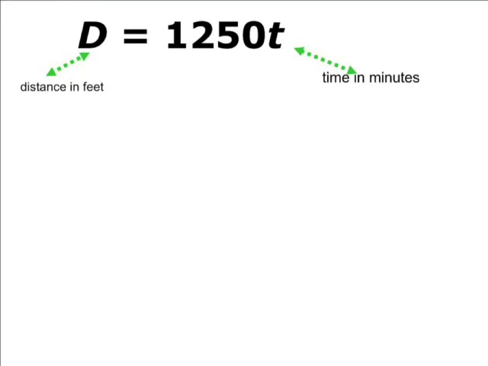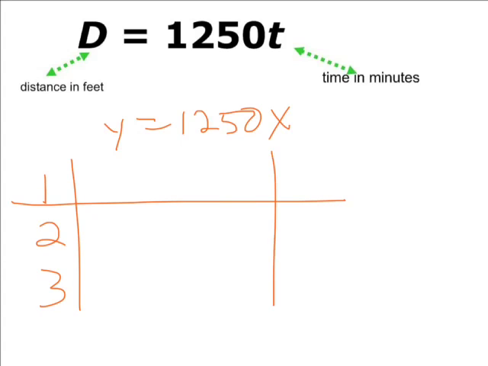So again, here's the equation. If we wanted to rewrite it using y equals, then we could say it's y equals 1,250x. Again, x representing the time, 1 minute, 2 minutes, and 3 minutes. And then we're going to figure out what y is by plugging it into 1,250. So we multiply the first one times 1. And when we multiply 1,250 times 1, we're going to get 1,250.